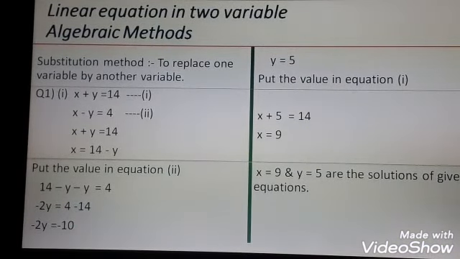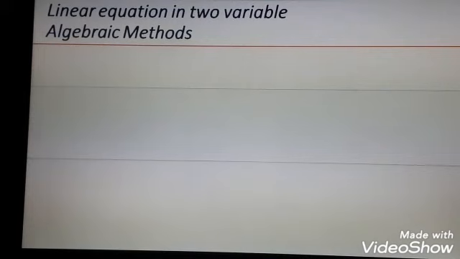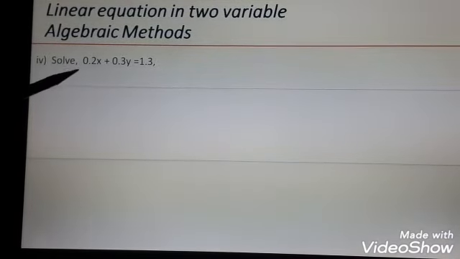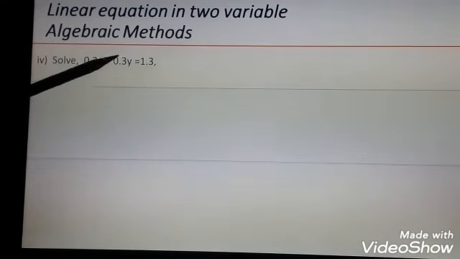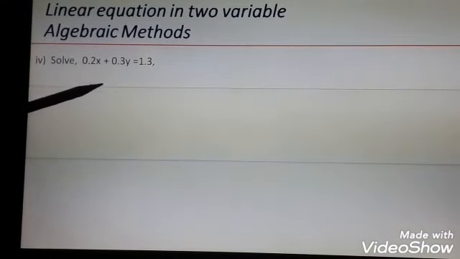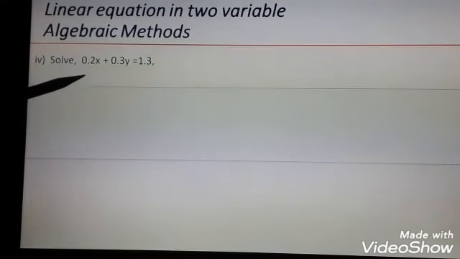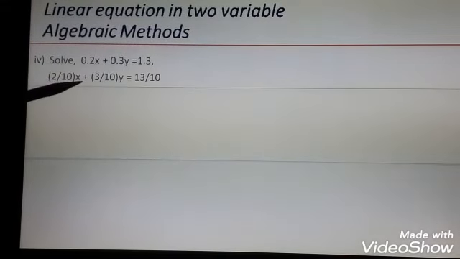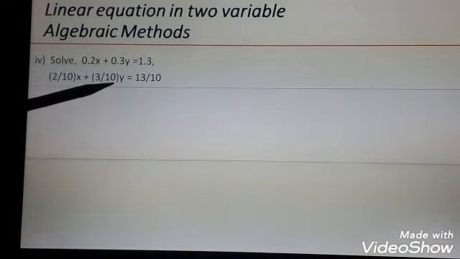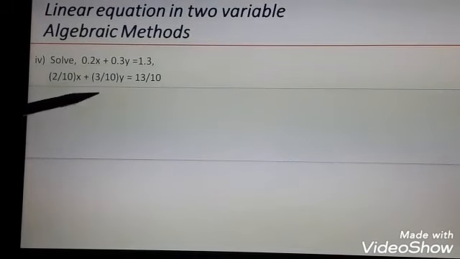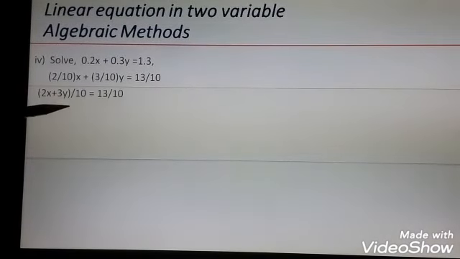Let's take one more example. The equation is given to you, the coefficients are in decimals: 0.2x plus 0.3y equal to 1.3. Now let's eliminate these decimals by changing them into fractions: 2 upon 10 x plus 3 upon 10 y equal to 13 upon 10. Now you take the LCM, the 10s will cancel out, and the equation reduces to the simplest form, that is 2x plus 3y equal to 13.